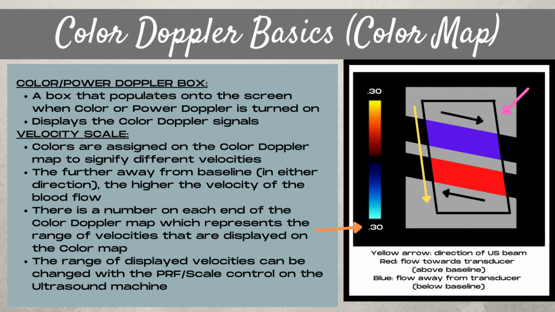Now let's look at this image. In this image, the yellow arrow depicts the direction of the ultrasound beam. On the color Doppler map, there's a red color above the baseline. So red in this instance represents flow moving towards the transducer or flow above the baseline. And this is the bottom vessel in the diagram. In this same image, you can see that blue color is below the baseline. In this particular instance, blue represents flow moving away from the transducer or flow below the baseline. And this is depicted in the top vessel in this diagram.